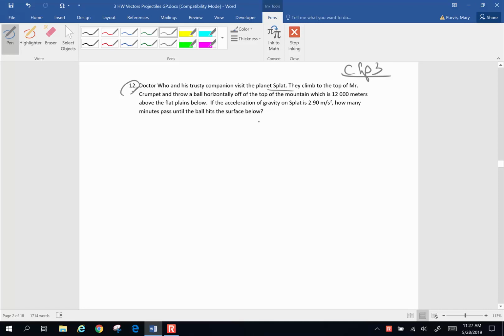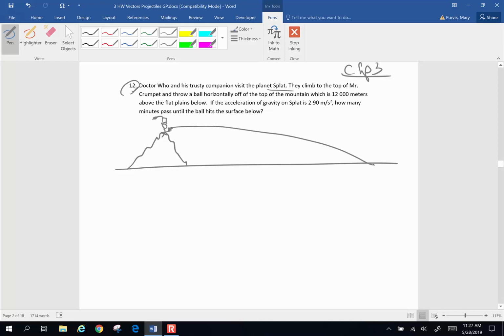Okay, well, let's draw ourselves a picture. So here is the surface of Splat. Here is Mount Crumpet. We'll put Doctor Who up there. We'll give him a little fez for the Doctor Whovians out there, and he's going to throw a ball off the top. Now it's horizontally going to go like that. Now we know the mountain is 1,200 meters high.